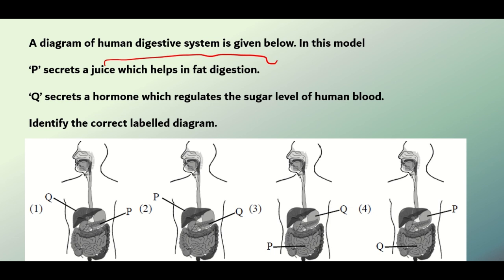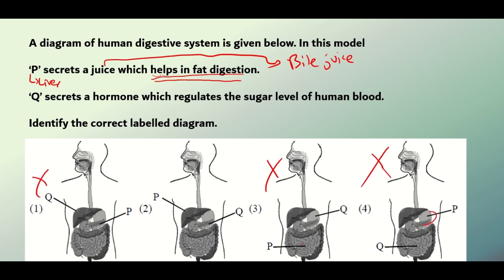Now this juice which is mentioned here is the bile juice. Now it is asking which helps in fat digestion, not directly involved in fat digestion. Now, bile juice is responsible for the emulsification of fat, that is the breaking down of large fat globules into smaller ones. And the organ which secretes bile juice is the liver. Now, from this statement, we can cancel option 1, 3, and 4. Option 1 says P is the pancreas, which is incorrect. Option 3 says P is the small intestine, which is also incorrect. Option 4 says P is the stomach, which is also incorrect.